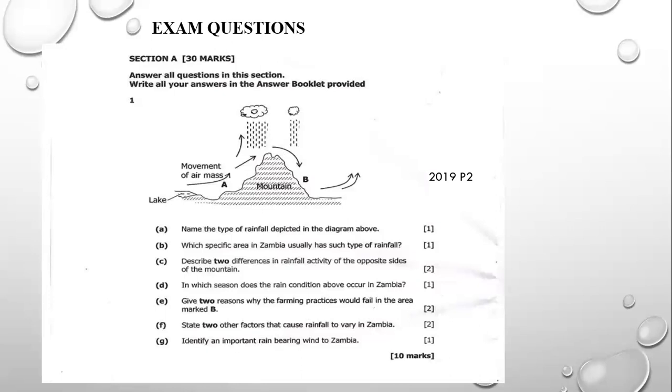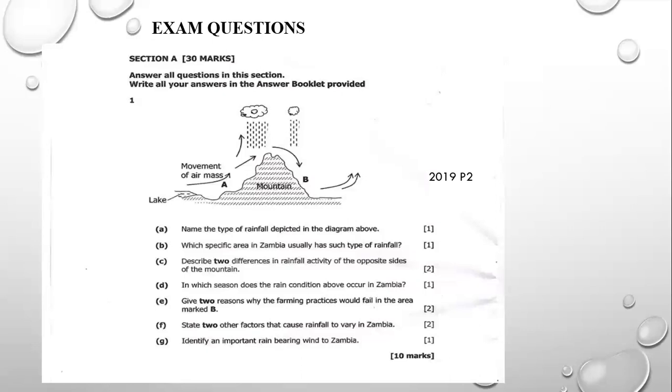Let's get to F, which says, state 2 other factors that cause rainfall to vary in Zambia. One of the factors which cause rainfall to vary in Zambia, where some places tend to have high rainfall compared to other places, is the distance from the equator. So places which are closer to the equator receive higher rainfall compared to places which are far from the equator.